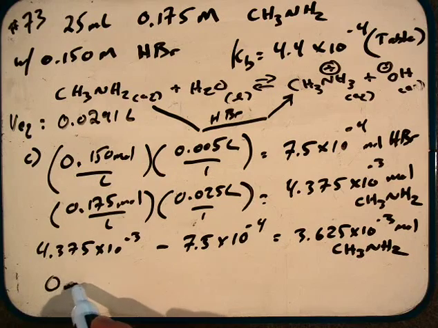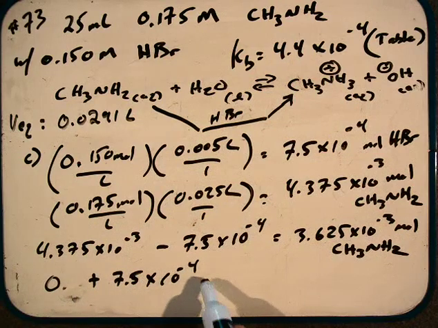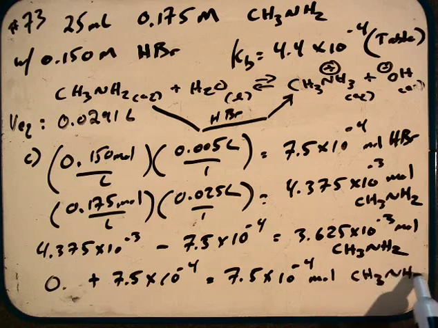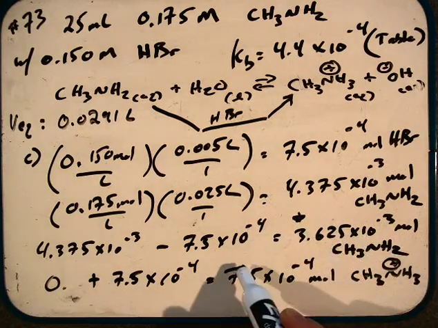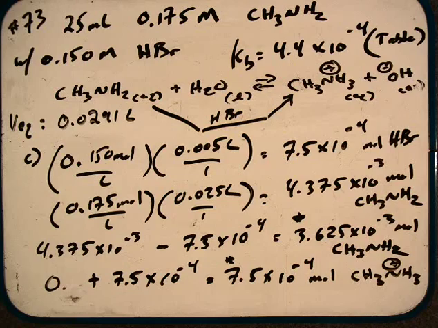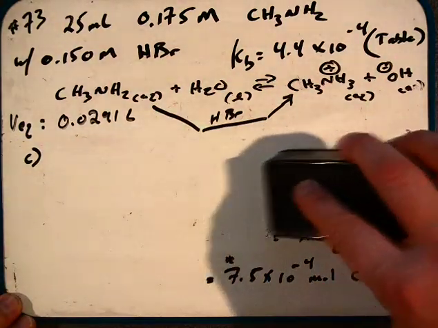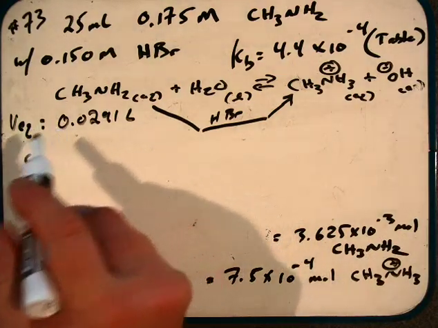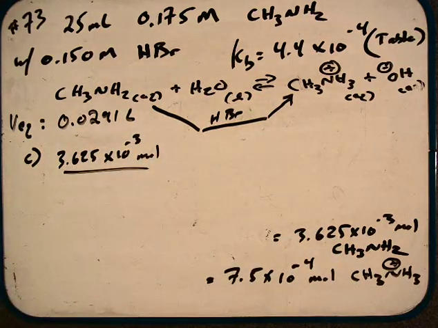And again, if we begin with 0 moles of our conjugate acid, for every mole of that strong acid that is added, we form a mole of that conjugate. So that is our two new mole values, our 3.6 and our 7.5 times 10 to the negative fourth. And so we're going to use those mole values to now get new concentrations. We have our 3.625 times 10 to the negative third moles of that methylamine.